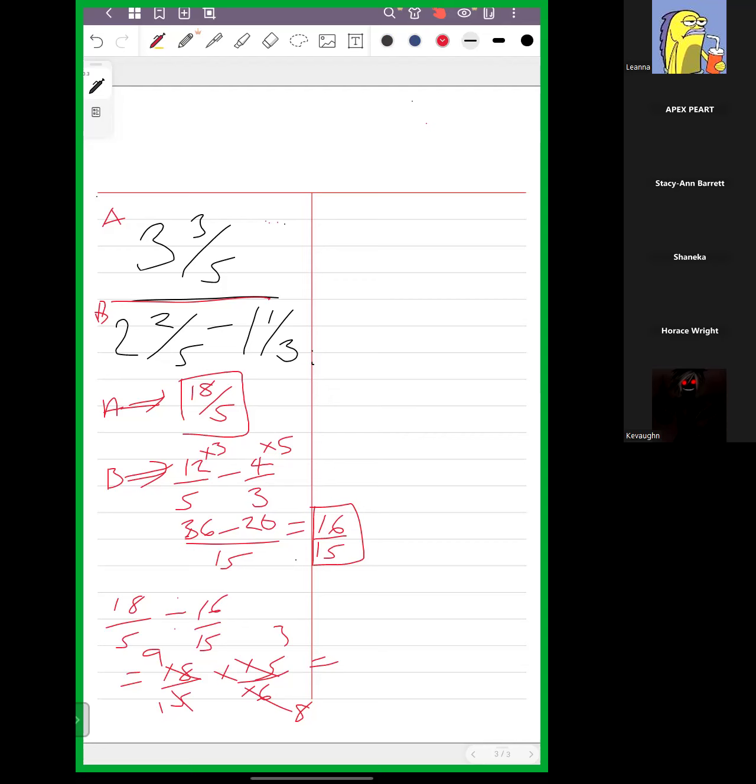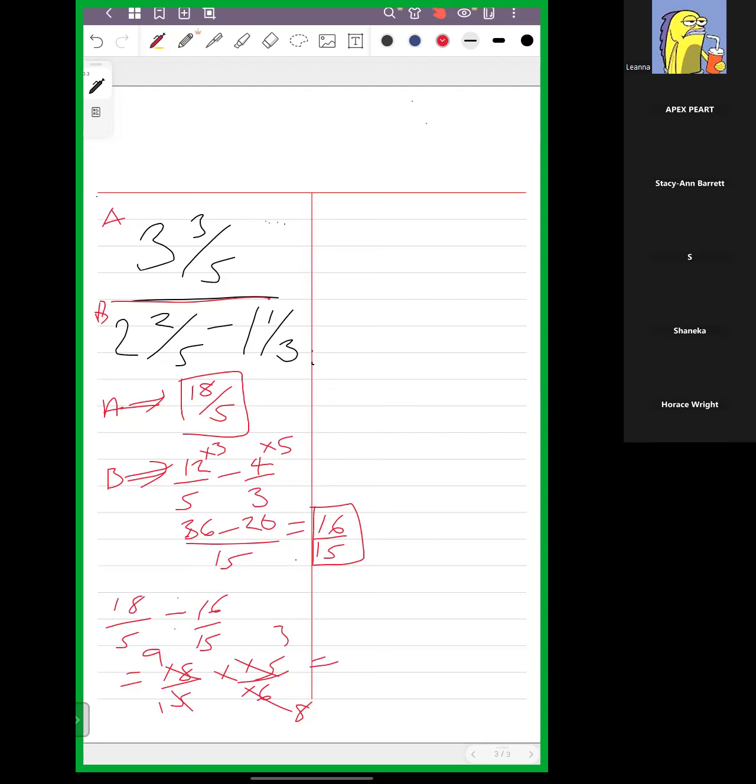So I feel like if you can just reduce it early, it's easier to simplify 16 and 18 than to reduce a number like 308 over 54. It's harder to see.